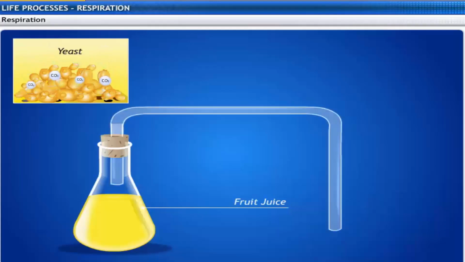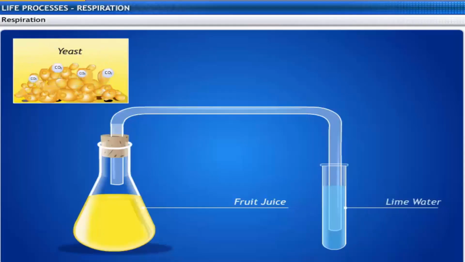Fit the cork with a bent glass tube. Dip the free end of the glass tube into a test tube containing lime water. You will find that the lime water turns milky. From this activity, you can conclude that microorganisms release carbon dioxide.